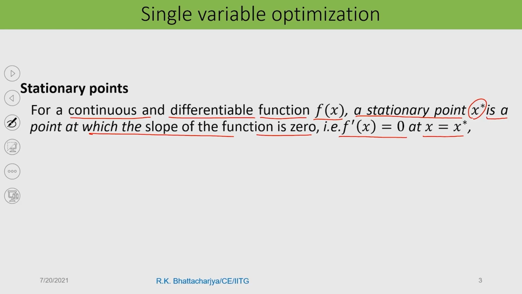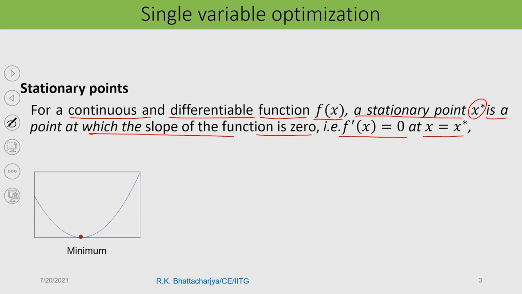I hope this is clear. So, what is a stationary point? The first derivative should be 0. That means the slope of the function at that particular point is 0. So, in that case x* is a stationary point.